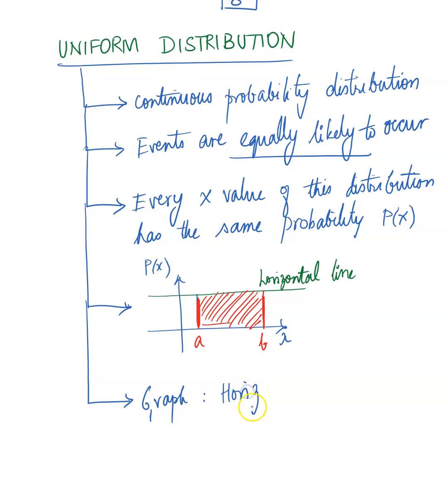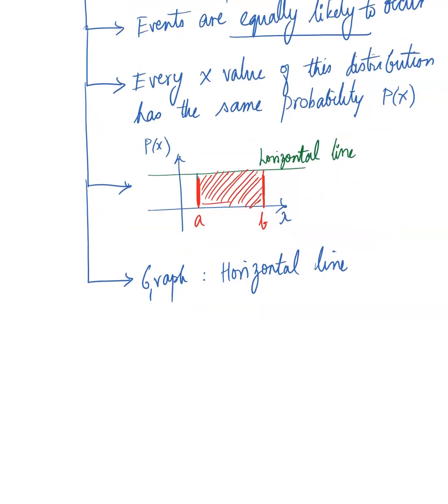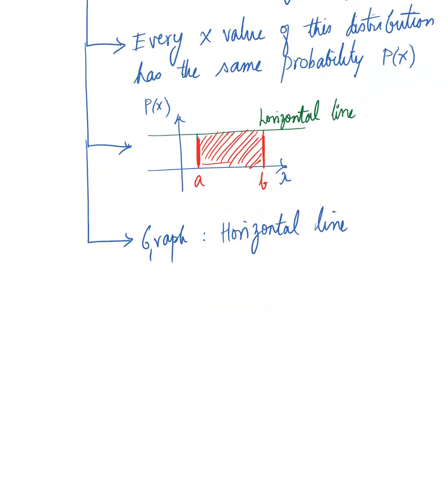Because we are talking under uniform, the graph will be a horizontal line. So now based on uniform distribution, let's take a look at some examples, bearing in mind that if it's a rectangular shape, then we can use the area of a rectangle to find the probability.